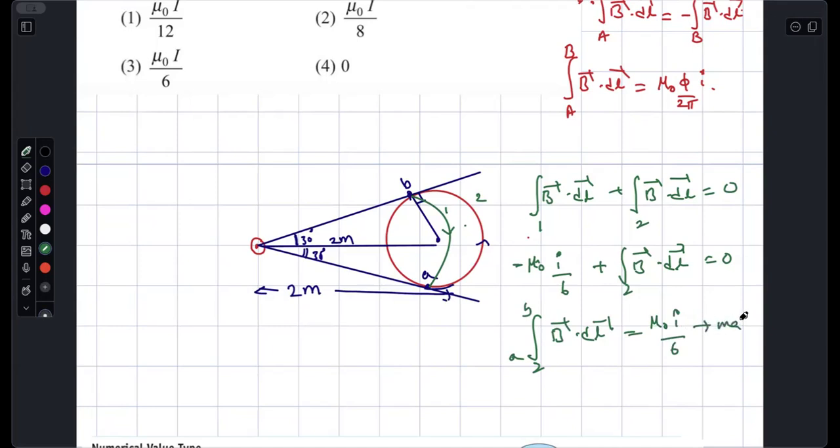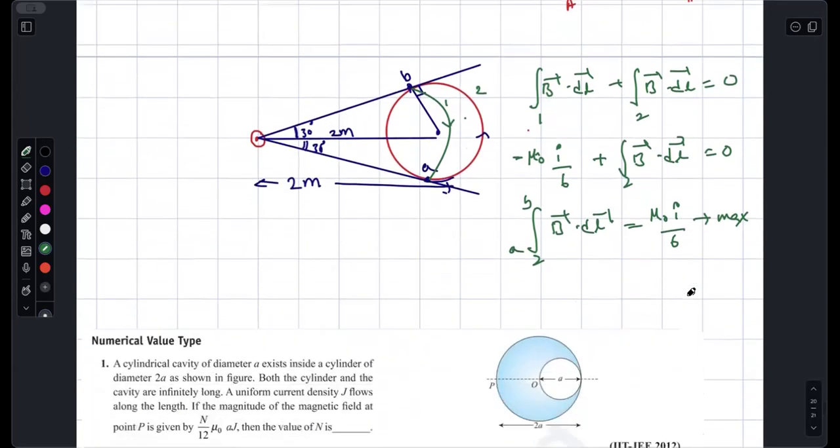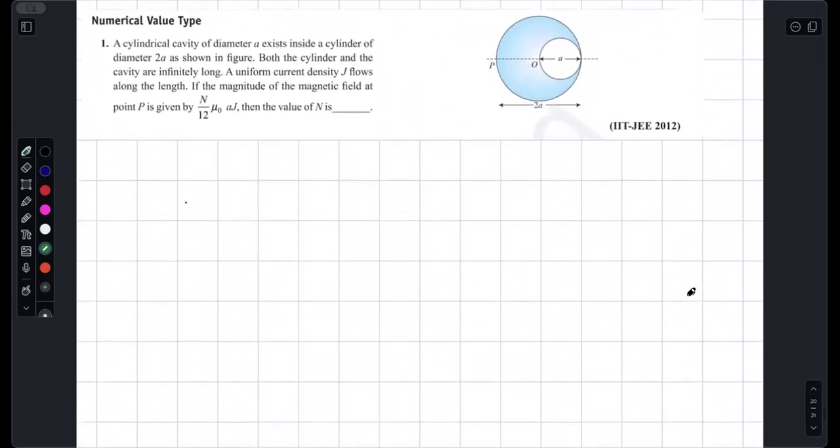B bar dot dl bar, path 2 or A to B, is mu naught I by 6. And this is the maximum. That is the maximum arc that your circle can intersect. Yes or no? So that is the maximum arc your circle can intersect. Excellent question, actually. Got the point? Sure? Right. Now we will move on to another. Anyway, you said you have done this.